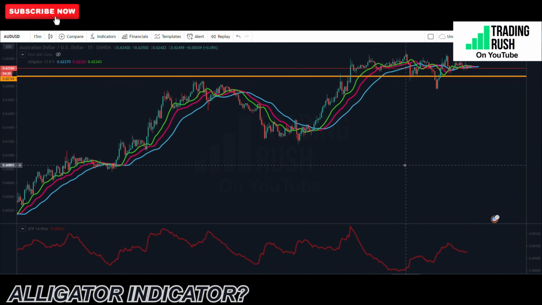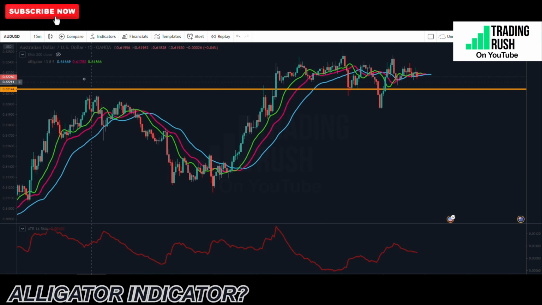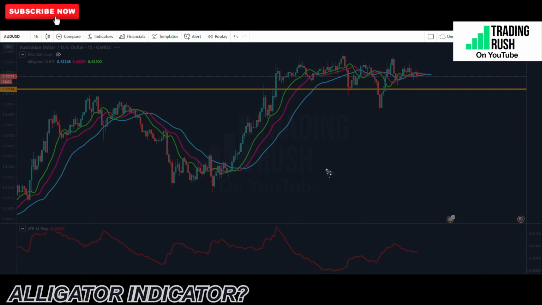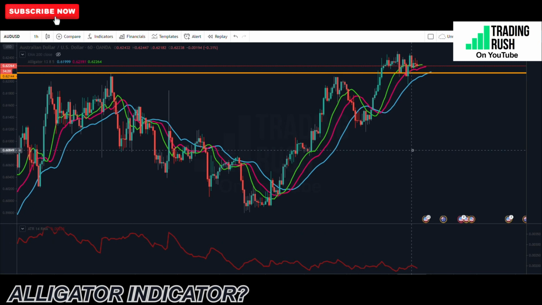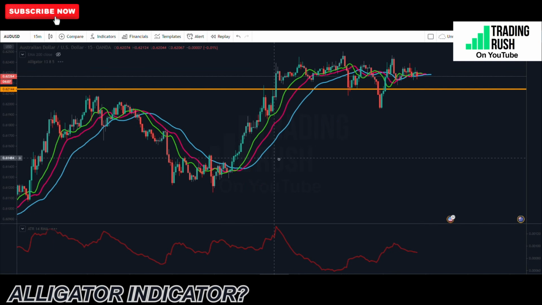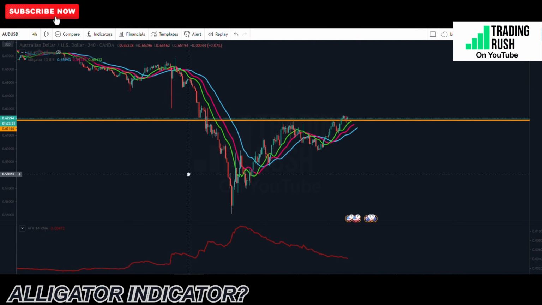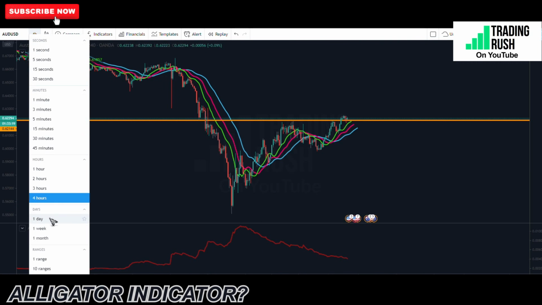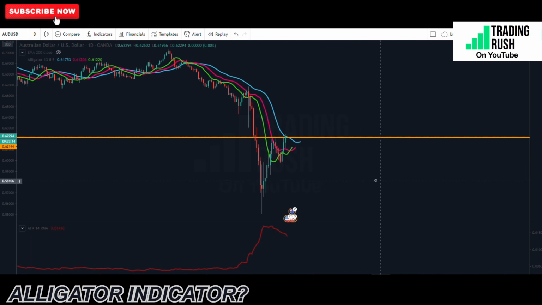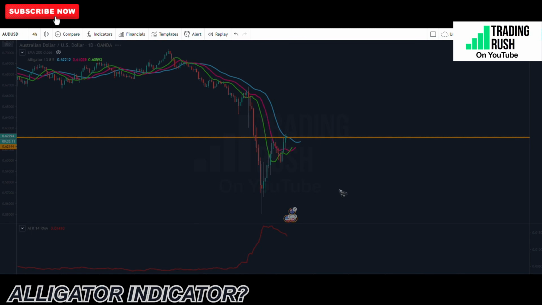Here's an example. To see if you are taking trades in the direction of the bigger trend, switch to a higher time frame and see if price is above or below the Alligator lines. If the price is above the Alligator lines, come back to your smaller time frame and only look to enter long positions. Similarly, if price is below the Alligator on a higher time frame, only take short trades on your smaller time frame. This way you can avoid taking false entry signals given by the Alligator indicator.